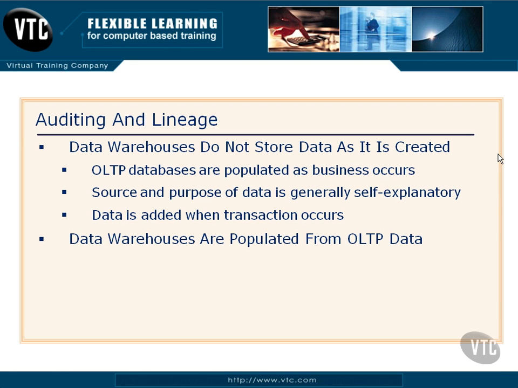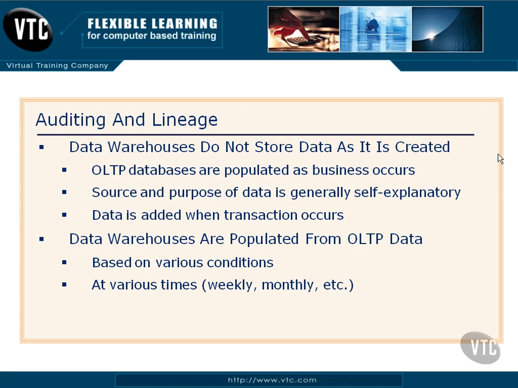Well, the data warehouses are populated from that OLTP data, and we don't necessarily pull every bit of that data out of our production or our OLTP database. We're going to pull it out of there based on various conditions, things we want to measure, things that we want to describe, things that we want to compare. We're not going to pull this out every day. We may pull it out once a week, once a month, once a quarter. And so this data is not going to be as current as what's in our production databases. And all the data in our data warehouse won't come from one little online transaction processing database, most likely.